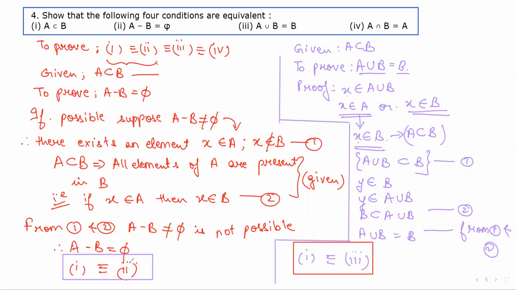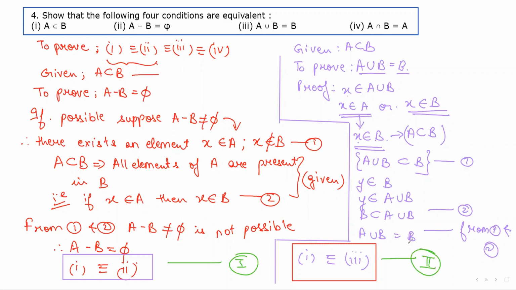Now, let's consider this as Roman numeral 1. This is the first condition. This is the second condition, or second equivalence of conditions. And now we'll consider first and fourth. First is A is a subset of B, and fourth is A intersection B is equal to A.